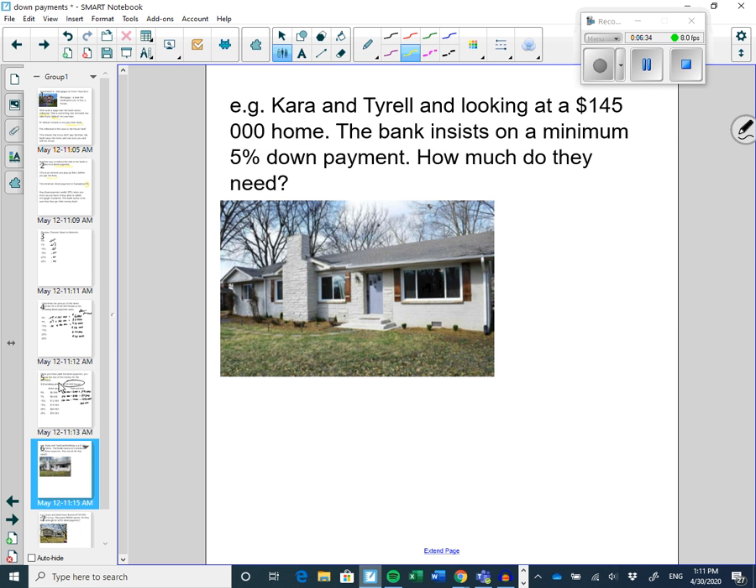Okay, so here is a sample question. Kara and Tyrell are looking at a $145,000 home. The bank insists on a minimum 5% down payment. How much do they need? So here's a home, 145,000.